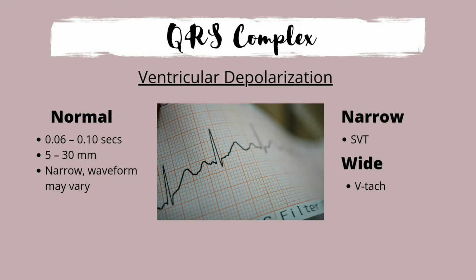QRS complex. The QRS complex represents the ventricular depolarization. Normally, it is narrow, but it may vary. It measures 0.06 to 0.10 seconds, or 5 to 30. Because a narrow QRS complex can also mean an SVT. If wide, the rhythm is VT.